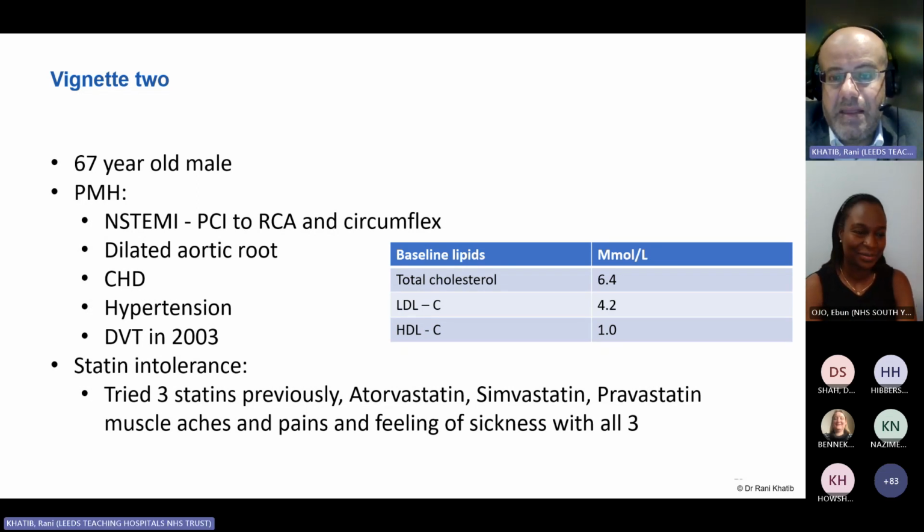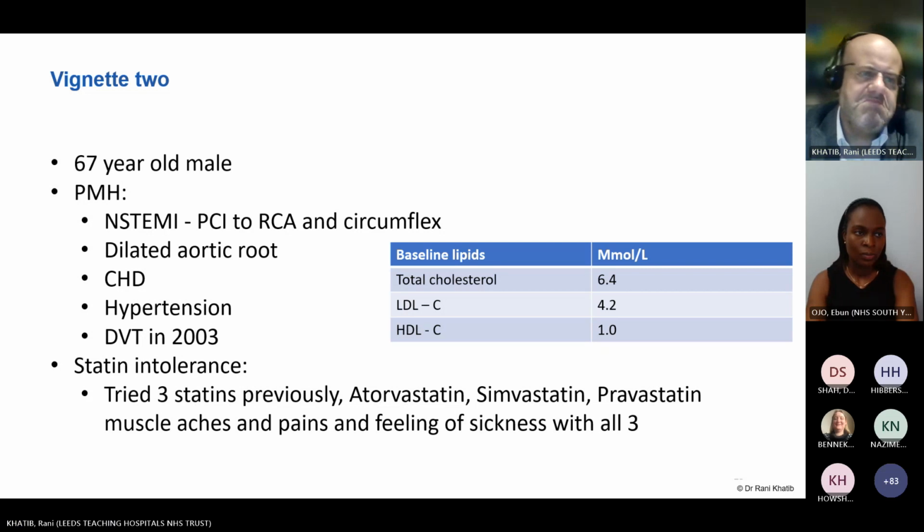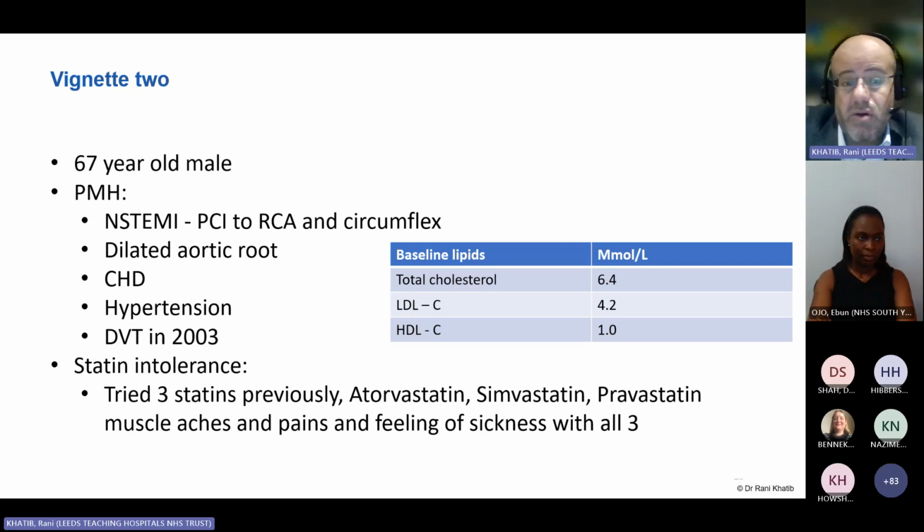That's his baseline cholesterol, 4.2. He's got NSTEMI, he's got a dilated aortic root, and he tried 3 statins previously: atorvastatin, simvastatin, pravastatin, with muscle aches and pains and a feeling of sickness with all 3. So he was adamant. We thought we were going to go down the route of PCSK9 inhibitors with him. He does qualify.